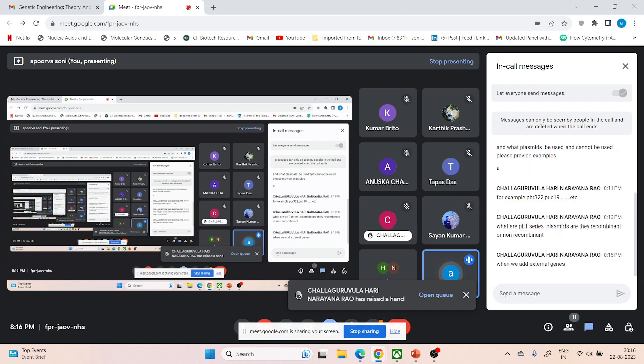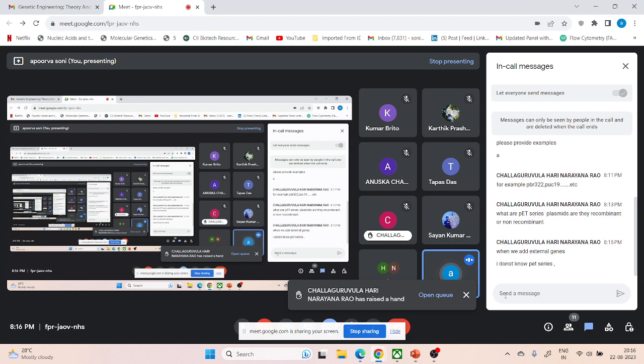Yes, when we add external genes. So how can you say that pET series plasmids are recombinant or not? Any series of plasmid will become recombinant only when we add a particular external gene into it. Otherwise, they will just remain in their original form. So these plasmids we will take, and then we add our gene of interest into them. So is pET series covered in your syllabus? Was pET series there in your syllabus?